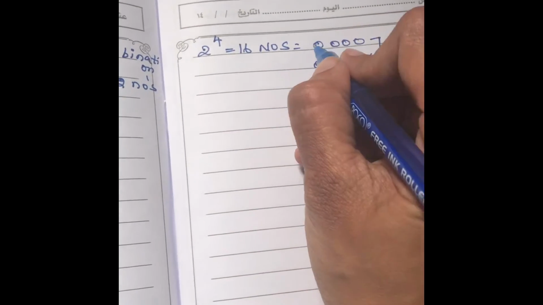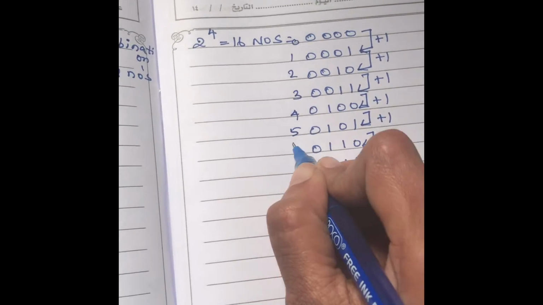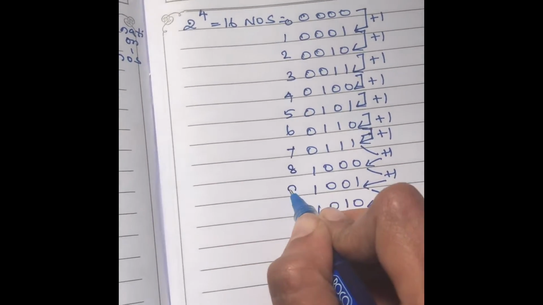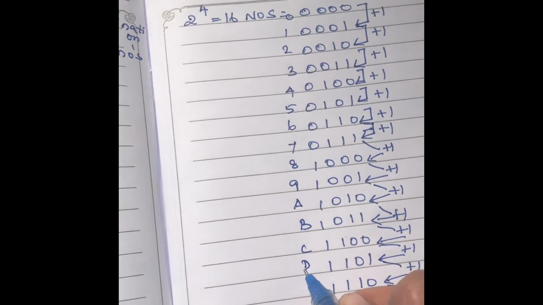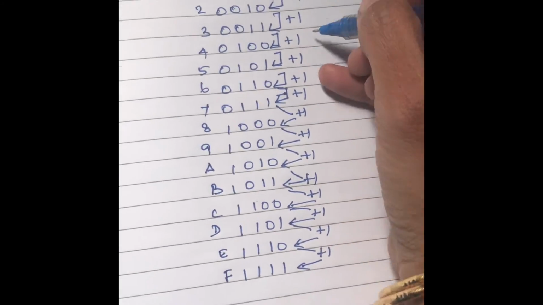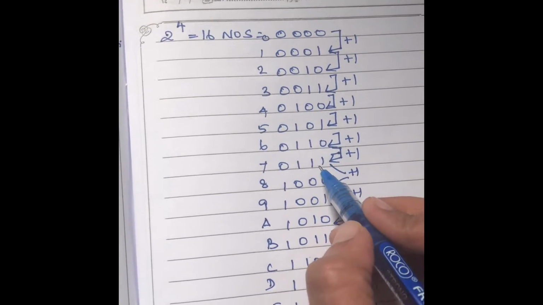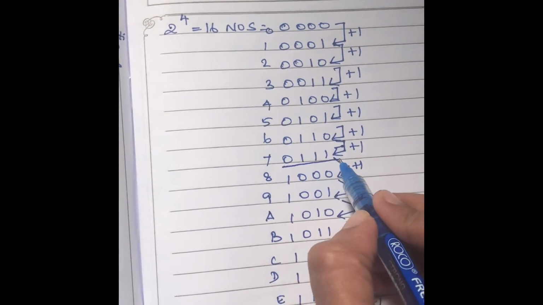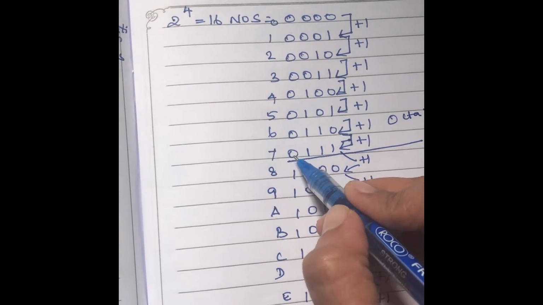Right, here you will have 0 1 2 3 4 5 6 7 8 9. Instead of 10, you will start from A, B, C, D, E and F. So here you can see the same possibility. Till here you will have same as octal system with the added 0 in the 4th place.